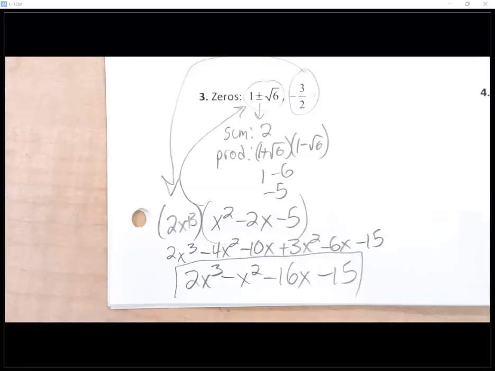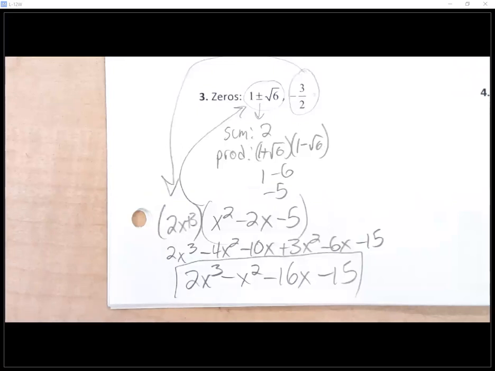You could check this too if you really wanted. You could plug in -3 halves and make sure you get out a 0. You could do it synthetically, right? So fancy. Oh my gosh. It is to the 3rd, which we were expecting. So that's a good sign.